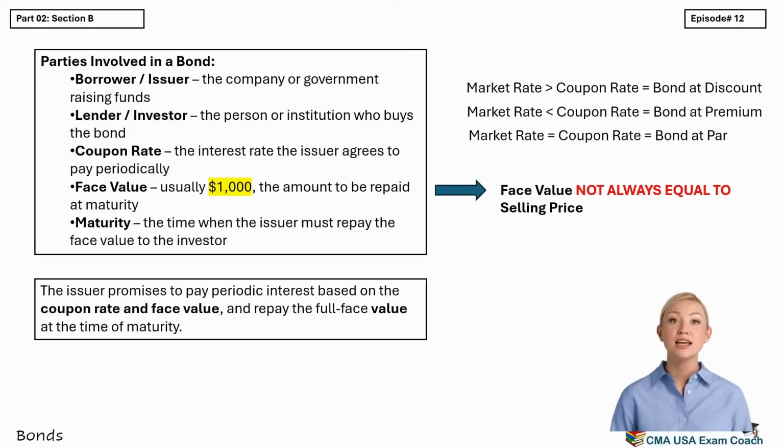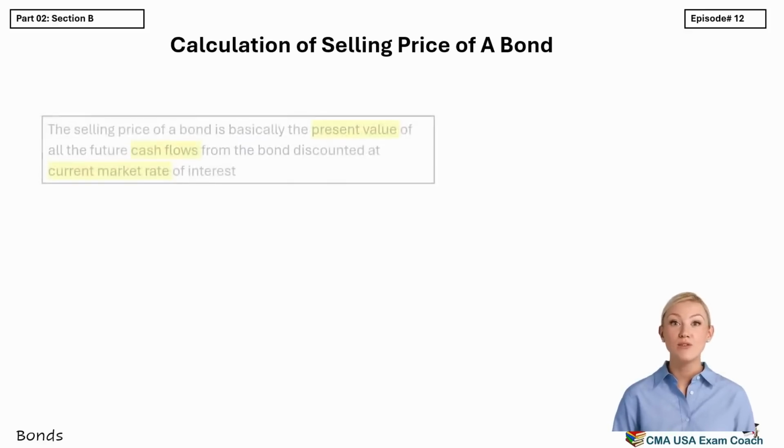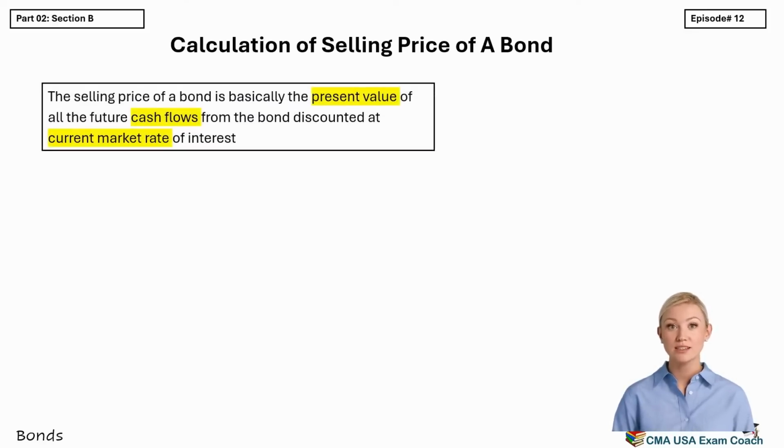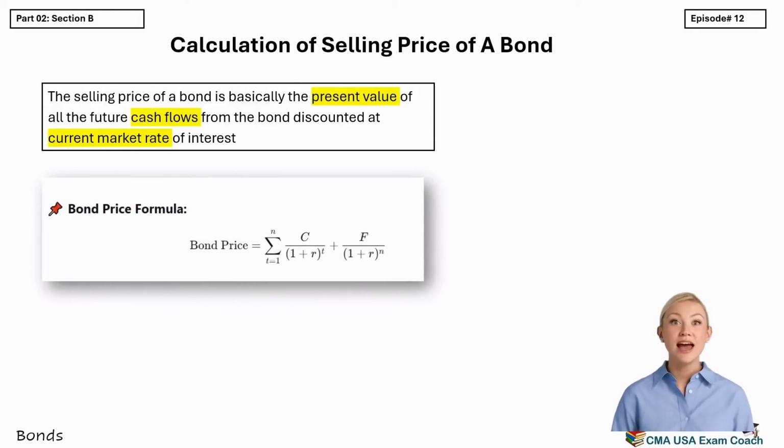Now we will discuss how the selling price of a bond is calculated. The selling price of a bond is basically the present value of all the future cash flows from the bond. This includes the regular interest payments, also called coupon payments, and the principal amount that will be repaid at the end of the bond term. There is a formula to calculate the bond price, which adds up the present value of each coupon payment and the present value of the face value. But for CMA exam purposes, you don't need to memorize or apply this formula.